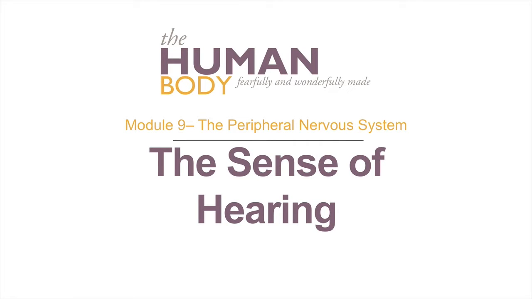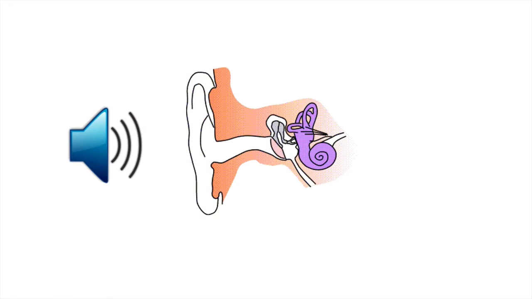Module 9, the peripheral nervous system, the sense of hearing. Even though I discussed parts of the ear in the last section, we still haven't covered the sense of hearing. So it's time to do that now. The auditory sense depends on receiving sounds.